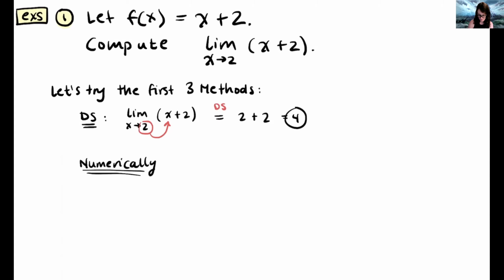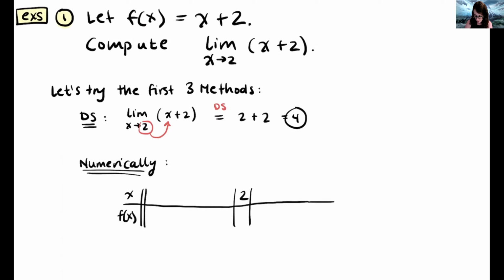Numerically. Okay, so this will consist of making a chart and seeing, as you plug in x values that are closer and closer to 2, what's happening to the function values or the output values. So we want to set up, I like to make it horizontally. We're going to put x up top and then f of x in the bottom. Then, because we can approach 2 from 2 directions on the number line, like we can go with numbers bigger than 2 or less than 2, we're going to put the number 2 in the middle, so right about here.